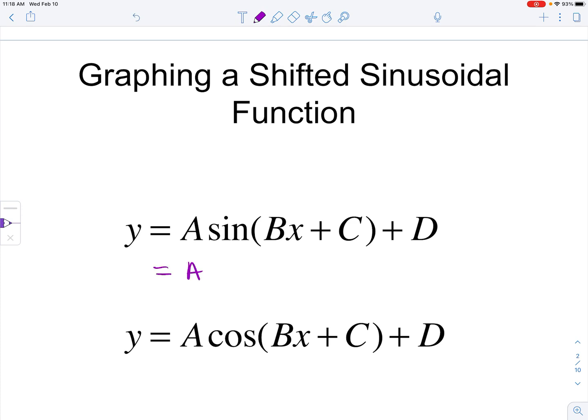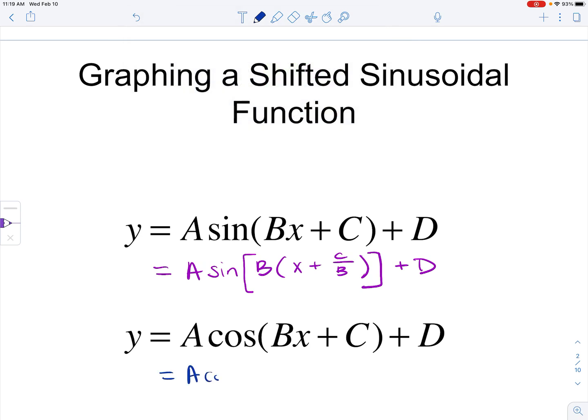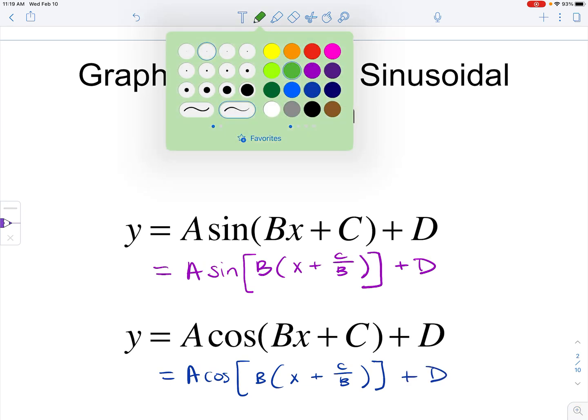So like for sine, we would rewrite as a times sine, I'm going to change this to a bracket, factoring out the b, that would be x plus c over b. And you can think about distributing the b back in, and we would be back to how that sine function is originally written. And then for cosine, same thing. A times cosine, factoring the b out, would be x plus c over b plus d.